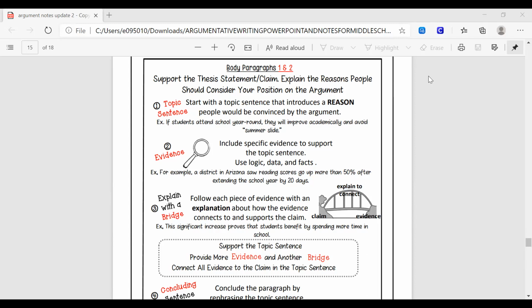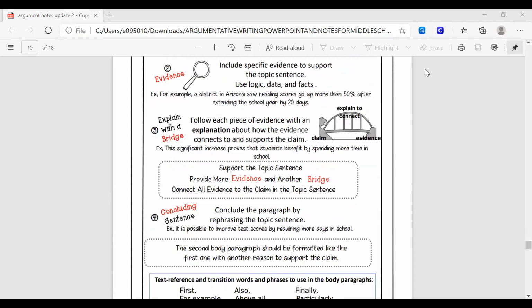And then your next box, you're going to support the topic sentence. You'll provide more evidence and another bridge. So at least one more piece of evidence, and the bridge connects all evidence to the claim in the topic sentence. And then you're going to give us a concluding sentence. So box number 4 is concluding, and it's to conclude the paragraph by rephrasing the topic sentence. An example: it is possible to improve test scores by requiring more days in school.